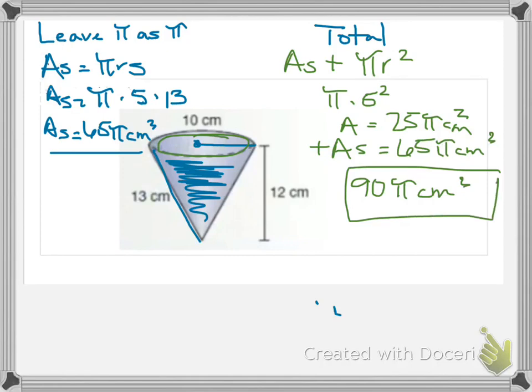So we figured out lateral. Lateral is just the perimeter of your base times your slant height divided by 2. In this instance, we didn't divide by 2 because we multiplied by our radius rather than our diameter for our circumference, right? And that is it for today.